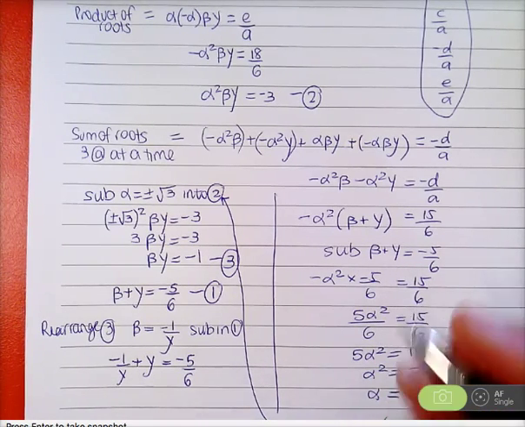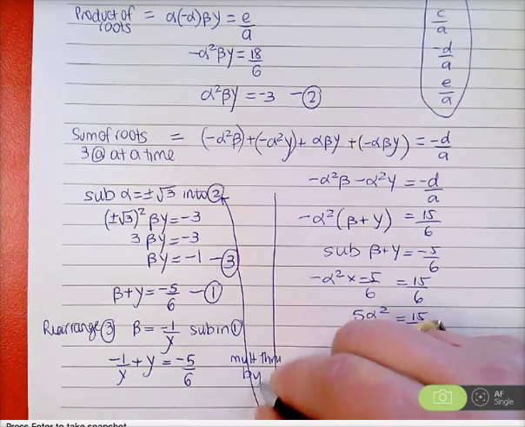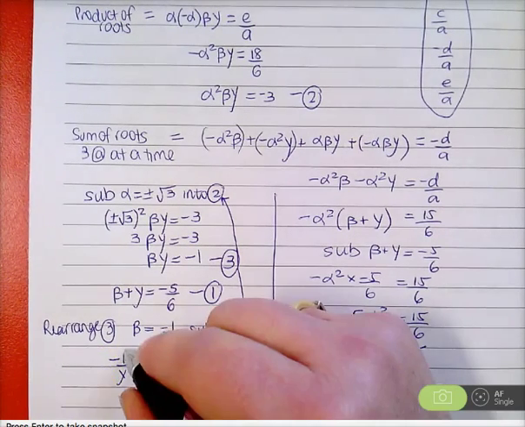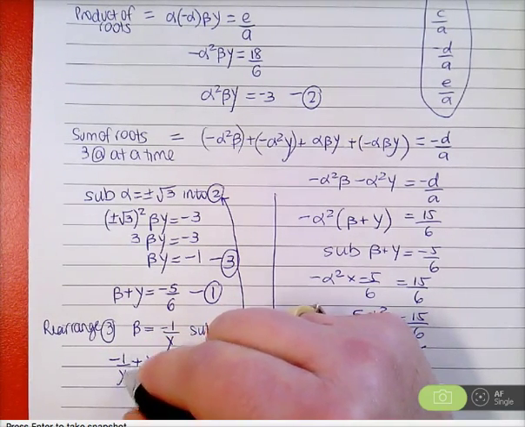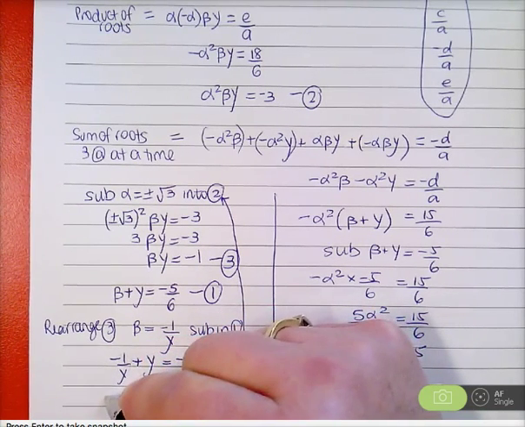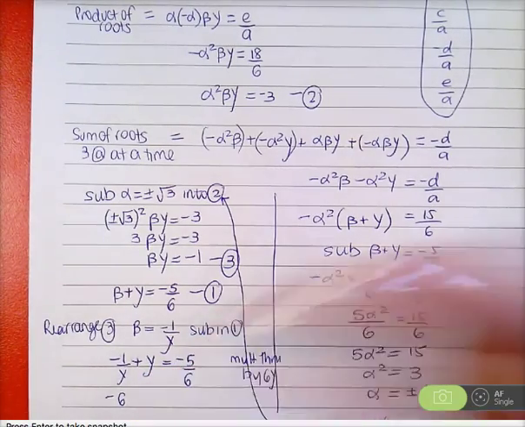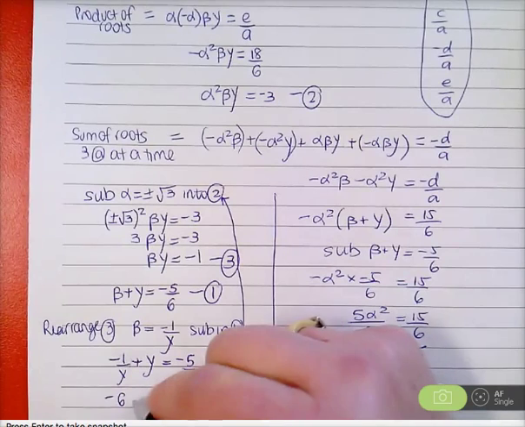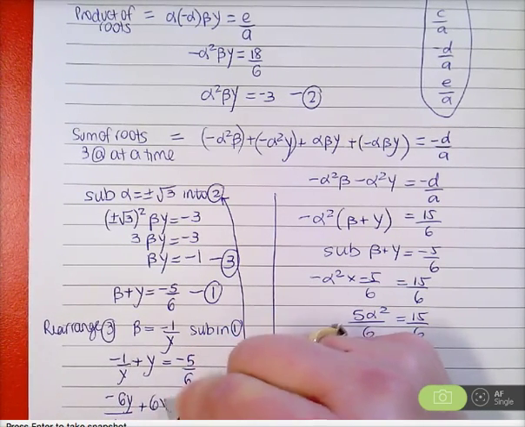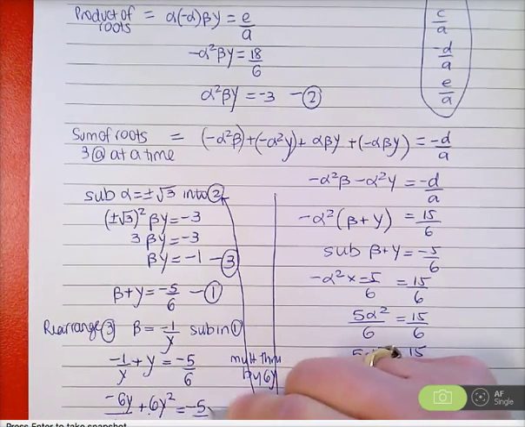Times by 6 gamma, so you're multiplying through by 6 gamma. Times this by 6 gamma, you end up with 6 gamma on top, on the numerator. What do you get? You get negative 6 gamma over gamma plus 6 gamma squared. I'm multiplying by 6 gamma.